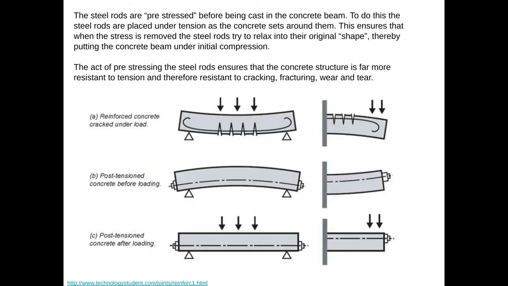The one really key thing we need to think about here is that these steel rods or the steel lattice is pre-stressed before being cast into the concrete beam. If we just placed the steel rods into the concrete as it was setting, it would increase the tensile strength, but not as much as we would like. What happens is the steel rods are placed under stress, so they're basically stretched or pulled under massive tensile forces as the concrete is set around it. Once the concrete is set, then those tensile forces are removed. And what happens then is the steel rods try to relax back into their original shape, putting the concrete beam or the concrete slab under initial compression.